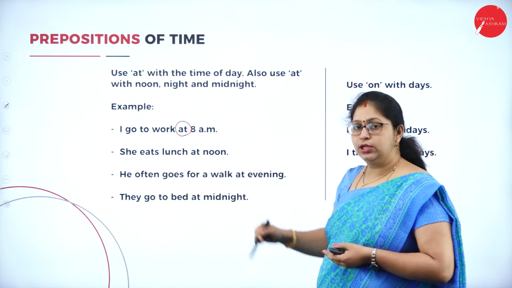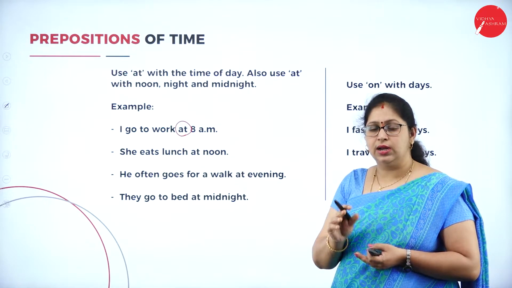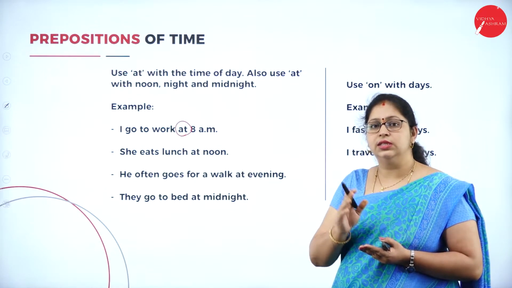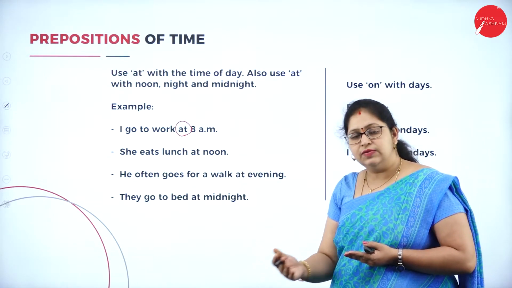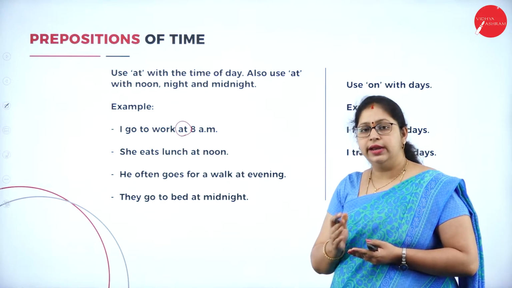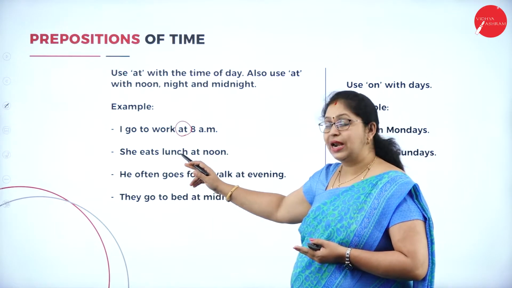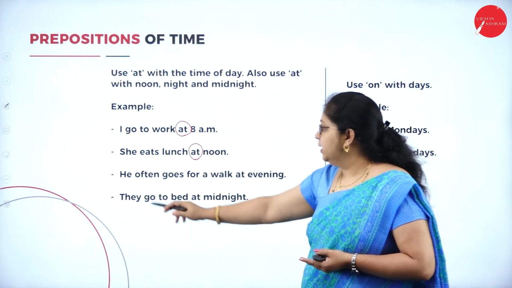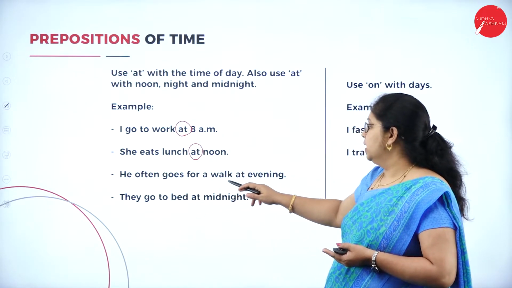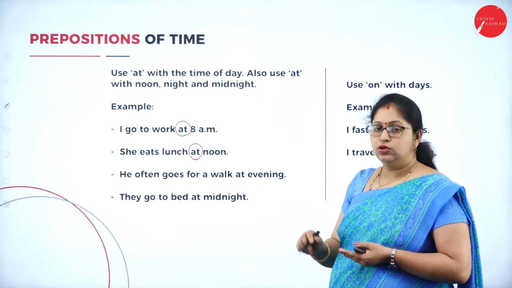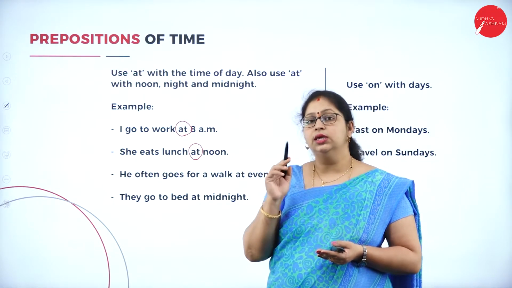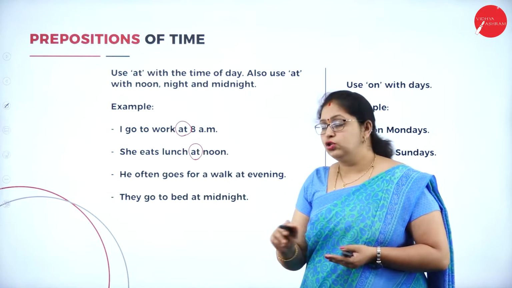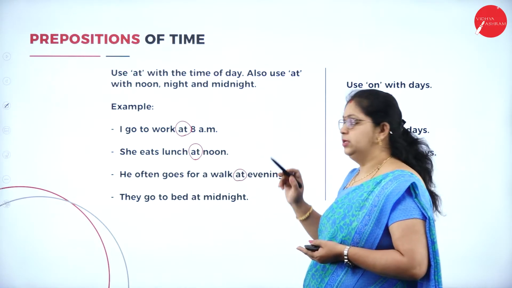She eats lunch at noon. So, lunch is particular. Lunch is the food which is eaten in the afternoon. Dinner is eaten at night. Correct? So, when it is very particular, like lunch, at that time we are using at. Okay. Then, he often goes for a walk at evening. So, he doesn't go in the morning, he goes for a walk in the evening. So, we are using at here.